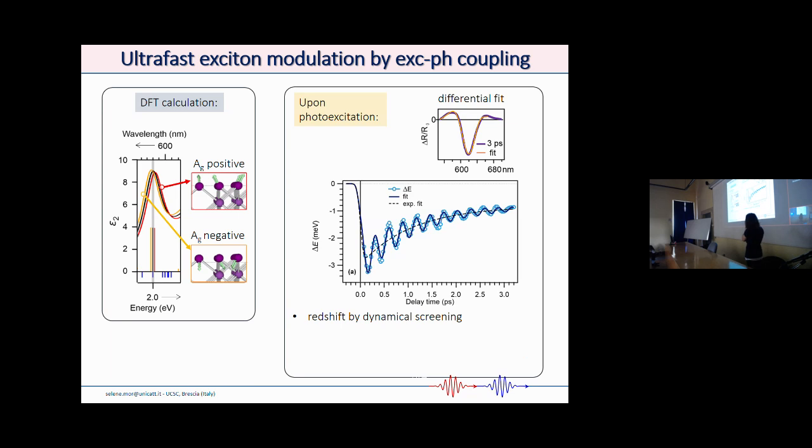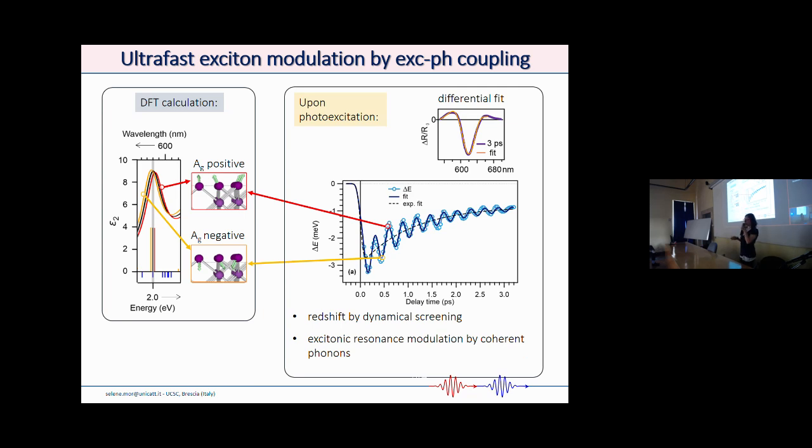We observe a rapid redshift, which we attributed to the fact that we are indeed absorbing into the continuum, so the dynamical screening is probably activated. And then on top of this, the peak is found to modulate at the frequency of the phonon with a damping time, which corresponds to the dephasing of the phonon oscillation. This modulation up and down is then connected to the displacement of the atoms on the left-hand side and right-hand side with respect to the equilibrium position.